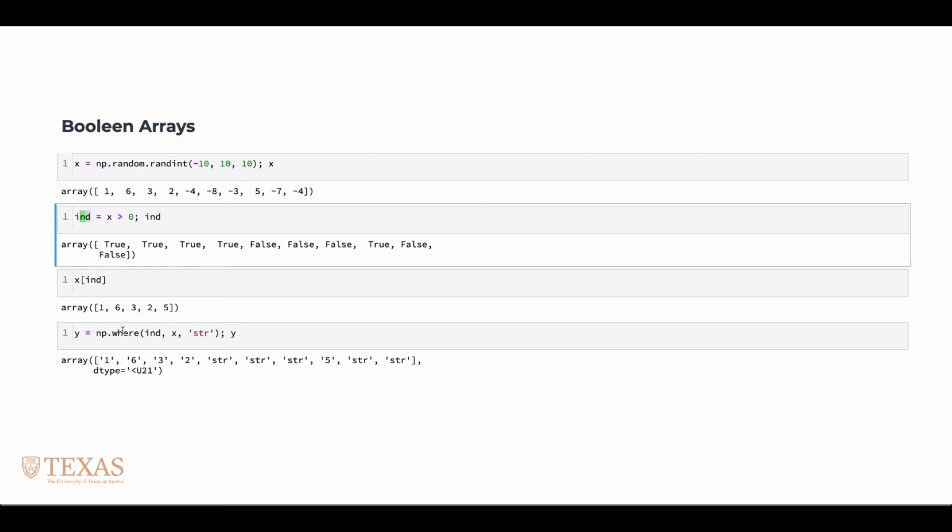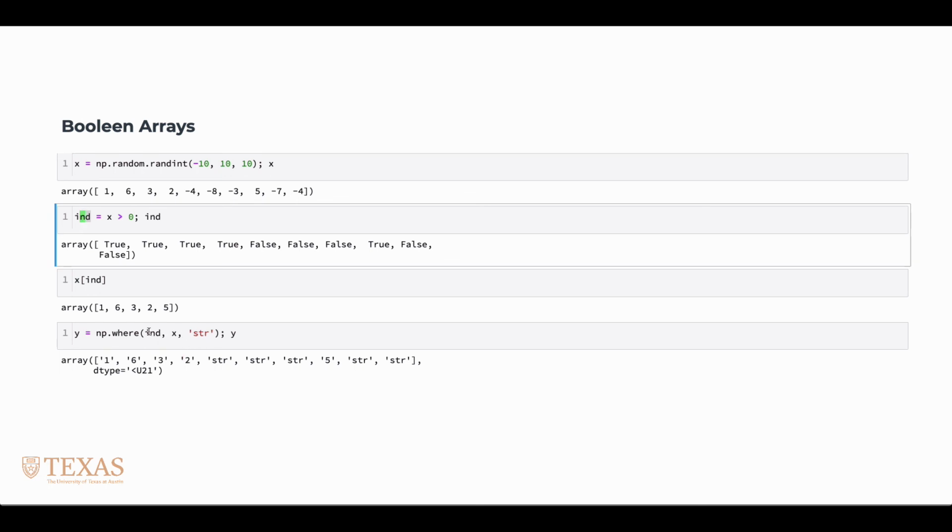There's also a convenient function called where, which basically allows you to say, where true, right? So where the index array is true, in that case I want to return those components of the original array x. And otherwise, I'm just going to return a string. This is kind of a contrived example, and because the data types in NumPy have to be contiguous, it converts the whole output array to a string. So these 1, 6, 3, 2 are actually strings, not numbers anymore. But nevertheless, it just shows the kind of things you can do.